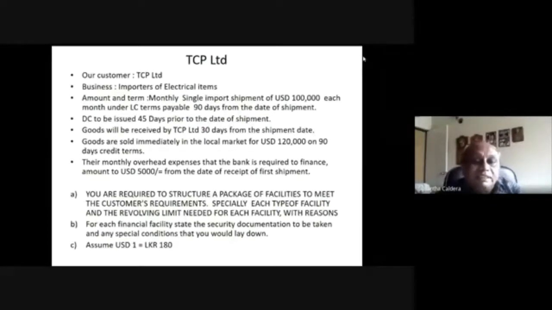For each financial facility, state the security documentation to be taken and any special conditions that you would lay down. Under B, the facility 1: issuance of import LC and sales. Security documentation.